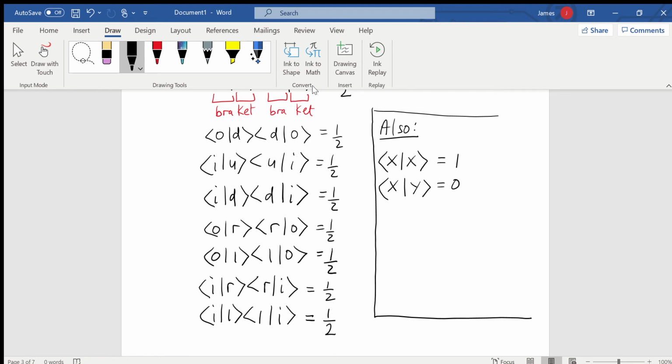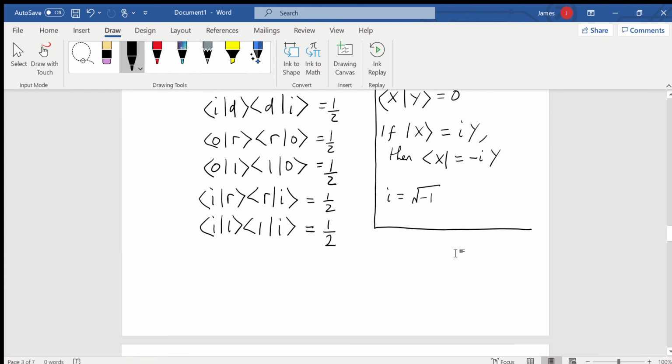Another thing I want you to know that we'll need, if we have the ket x, and let's say it's equal to i, y, then if we make that ket into a bra by flipping it round, we have to change the sign of i. So minus i, y. And again, I want to remind you that i is the square root of -1. Okay, doesn't matter why all of this stuff, that's another video, but just accept that. We're going to use that for now.